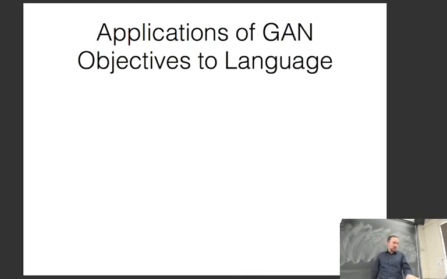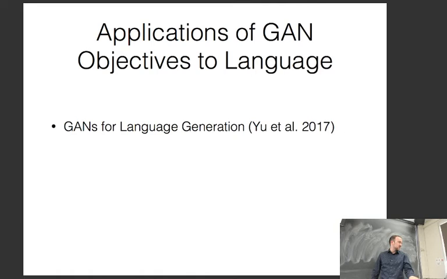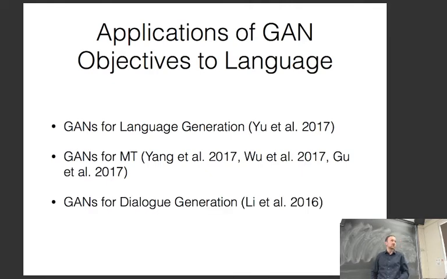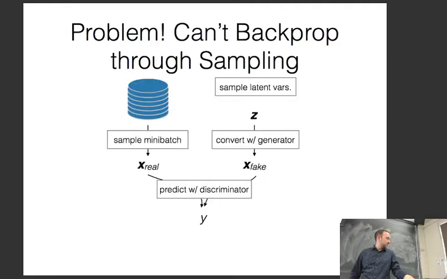There are a couple of applications of GAN objectives to language. There's GANs for language generation, GANs for MT, GANs for dialogue generation. This has been a very popular topic nowadays, and I think rightfully so. It's a nice model, but there's a very big problem.